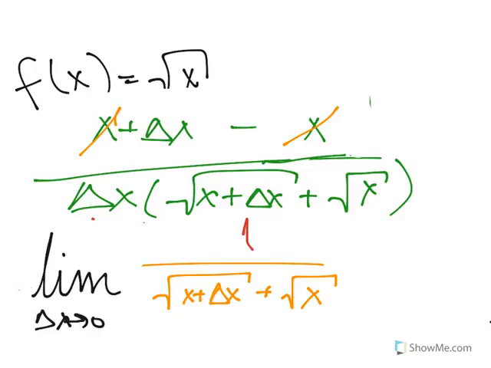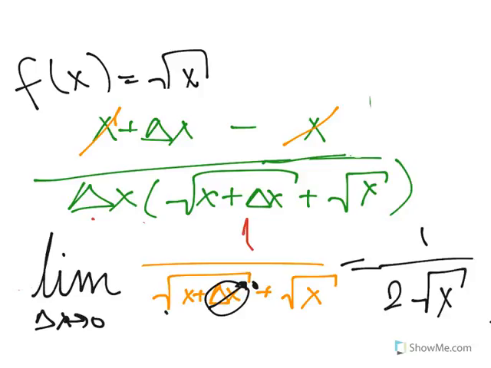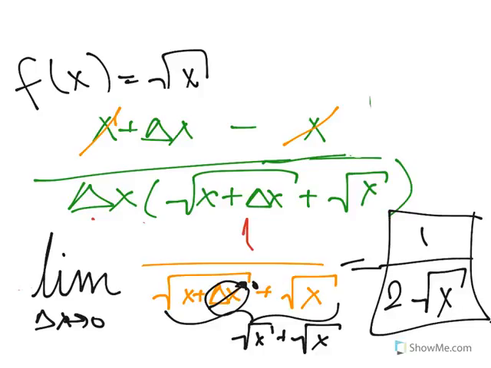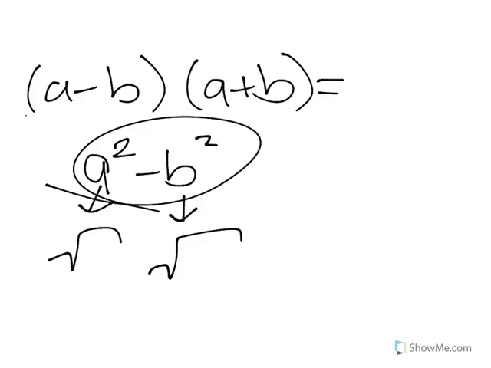And so this just approaches 0. So we're left with 1 over 2 square root of x, because here we're left with the square root of x plus the square root of x, and that is just 2 square root of x. And so this is our derivative of the square root of x.